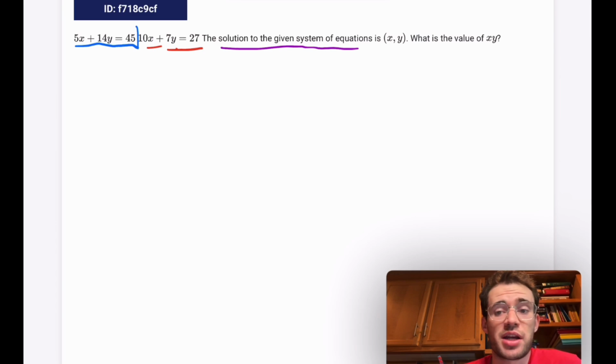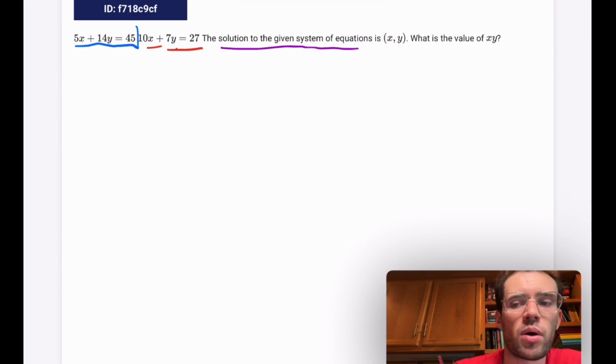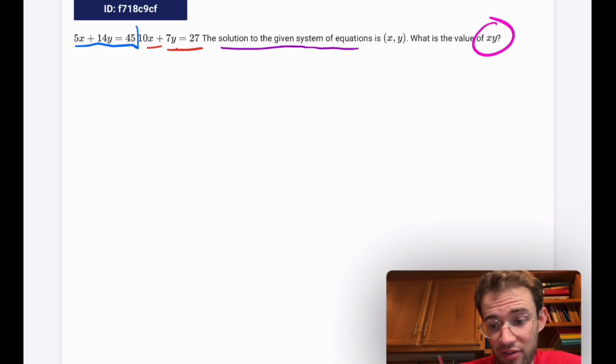Or we could just go straight to Desmos. The only thing is, make sure that you note what they are asking for. xy means the value of x times y, so figure out what x is and y is. Honestly, I think the fastest way to do this one is Desmos.